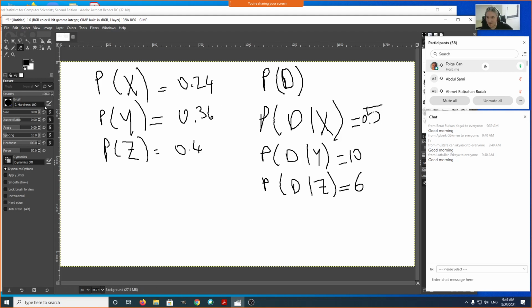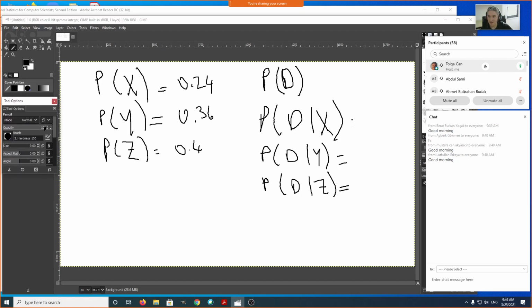Yeah, let me increase the size. Oops, it's too much. Yeah, this is better. All right. Let's get back to this. Reduce the size to 4. Opacity. Okay, now it's 0.05, 0.10, 0.06. Okay, so we are also given this.